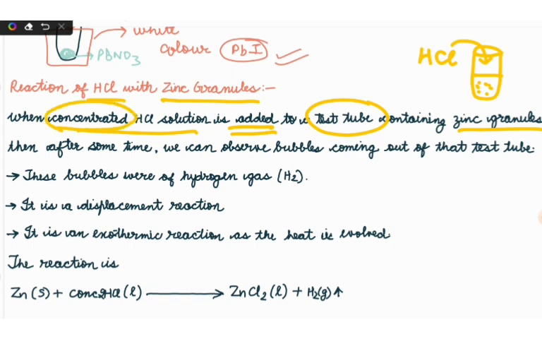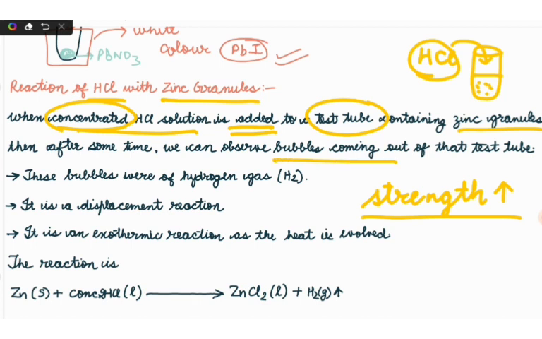What is the meaning of concentrated and what is the meaning of diluted, we are going to understand when we start with our second unit. But you should know this for now: if the strength of this acid is more, it means it is more concentrated. Now we are adding this concentrated hydrochloric acid into this test tube which contains zinc granules. Then after some time we can observe bubbles coming out of that test tube. So we will see that bubbles are evolved. It will look like this: here is a test tube, here will be the solution, and here are the bubbles which are formed inside this solution. These will be coming up in the form of gas.